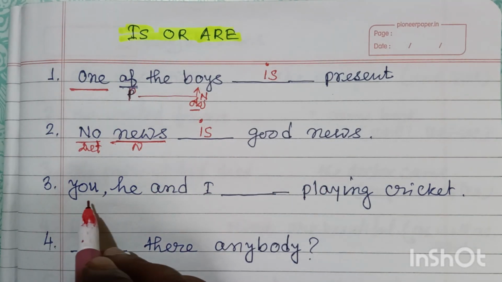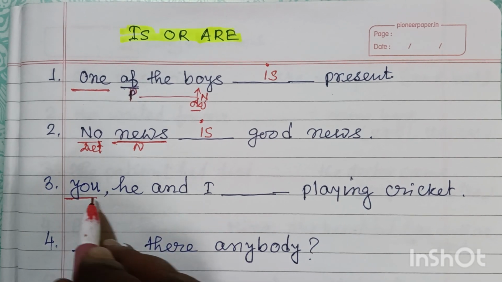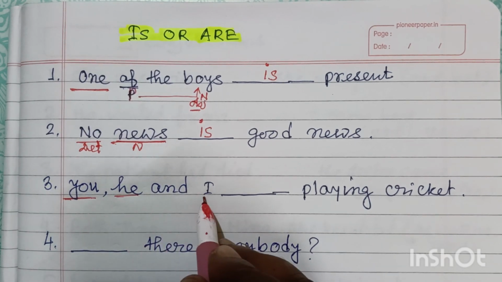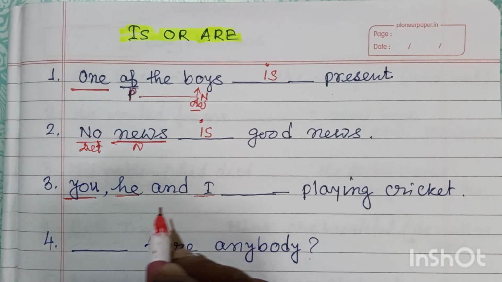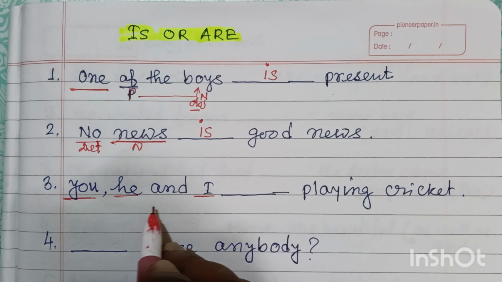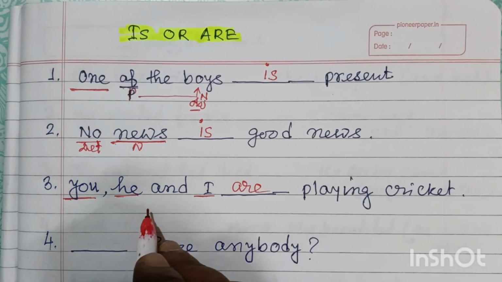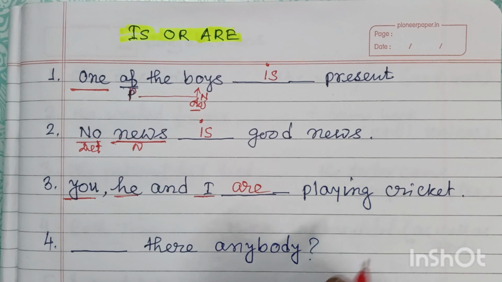In question number 3: you, he and I. Here this is second person, this is third person, and this is first person. So actually three persons are there. That's why it's plural. We have to use are here. You, he, and I are playing cricket.